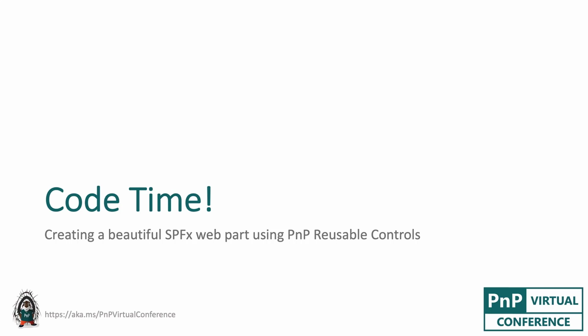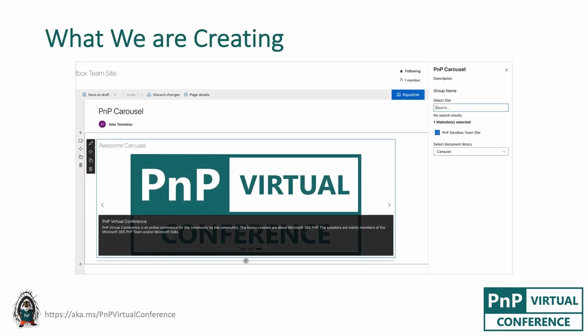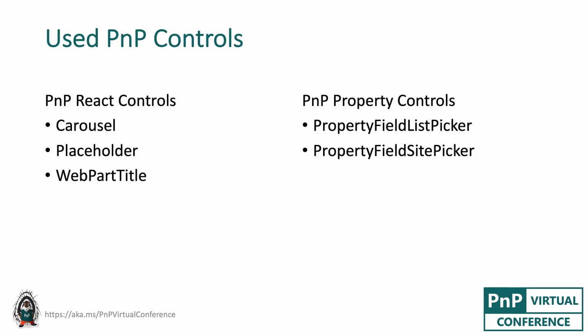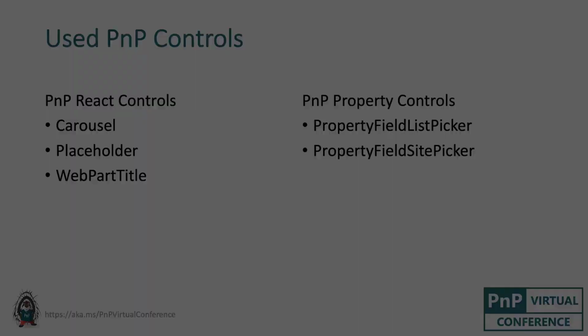So what are we creating? Let's assume we need to develop a web part that displays a carousel of images. The images are stored in some document library, and we want to provide the ability to select a site and a document library where these images are stored. To implement the functionality, we'll use the following PnP controls: Carousel to display the carousel itself, Placeholder to notify that the web part hasn't been configured yet, WebPartTitle to show a custom title for the web part, and Site Picker with List Picker to select a site and a document library where the images are stored.